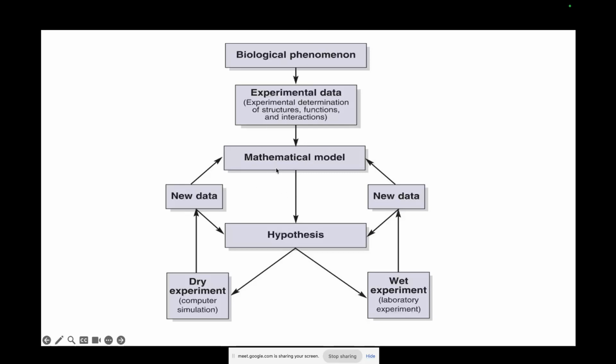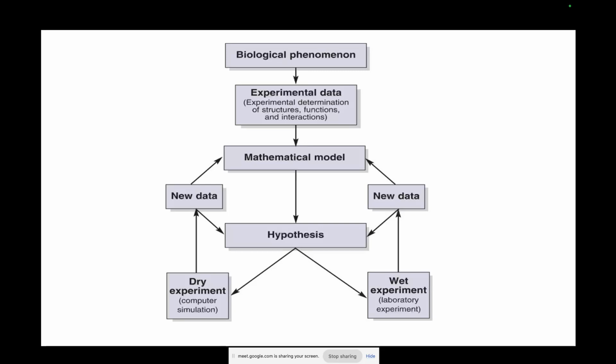Now, from the result of the mathematical model, you'll have a hypothesis. You check that hypothesis using wet lab experiments if that hypothesis is good enough. If not, you do another round of computer simulation with the help of new data, and you refine your mathematical model again, and then you again get the hypothesis. So you are trying to refine your hypothesis using new data and tweaking the parameters of the model and checking how your models are differing from each other.